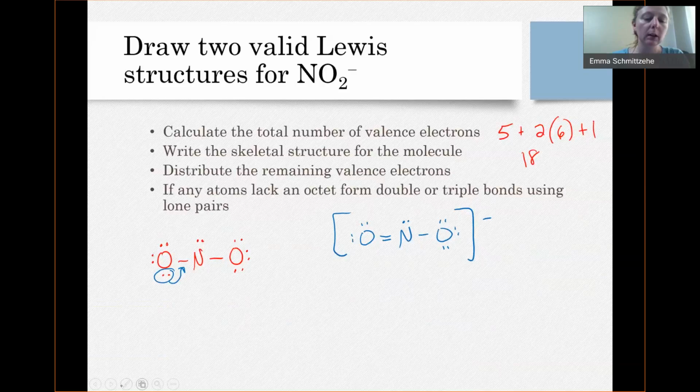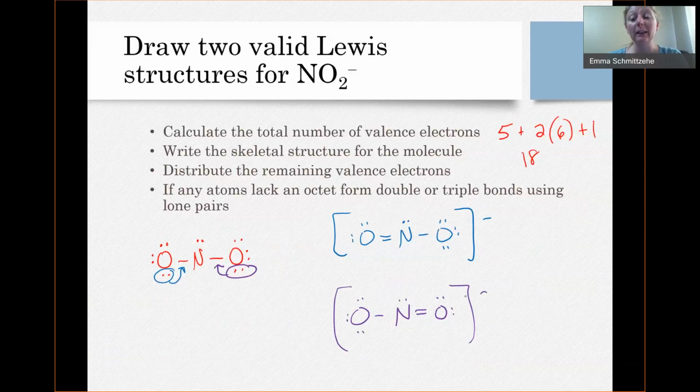But I could have done something a little bit different. I could have taken a pair from this other oxygen instead, and it would give me a different structure. So that would give me a double bond to the one on the right, a single on the left. I would have 3 lone pairs still on the left, and I would only have 2 remaining on the one on the right, and still a lone pair on the central nitrogen. So that's still 18 total electrons, but now everything has an octet. So I place my charge, and that would be another valid Lewis structure for NO2 minus. And so these are both valid.